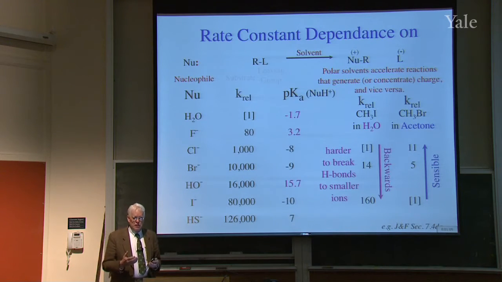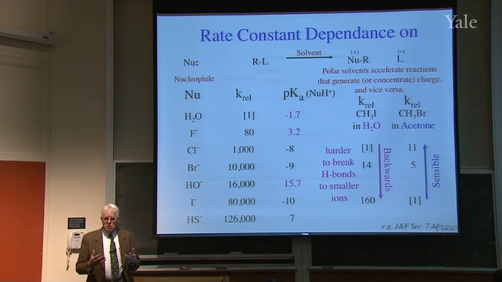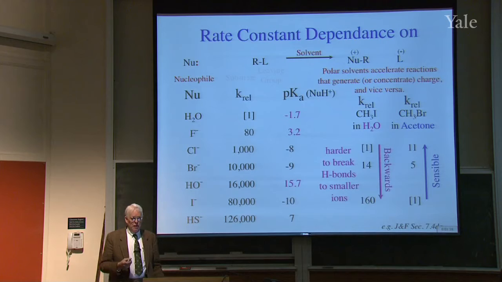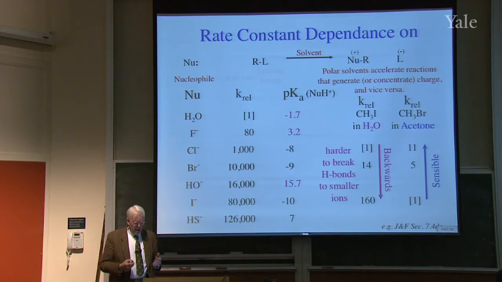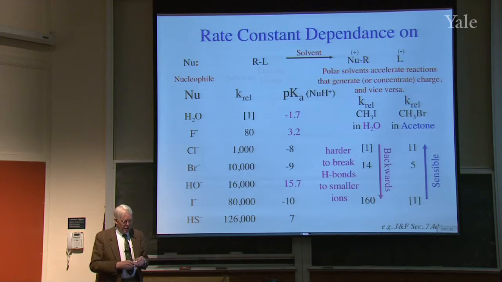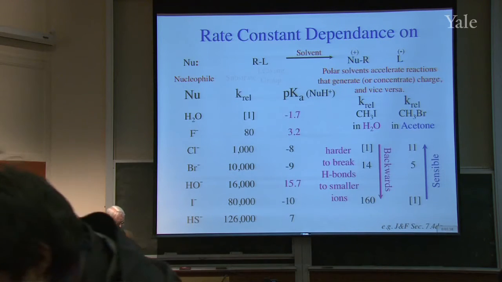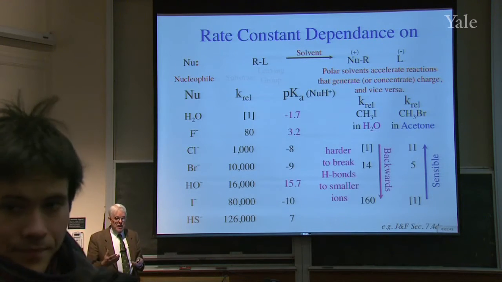There's a very general kind of solvent effect where a polar solvent stabilizes ions. We saw this in the case of water and the gas phase ions, how much they were stabilized by having water come around them, on the order of 100 kilocalories per mole compared to the gas phase. So whenever you generate ions or increase the localization of charge, you get stronger bonding with polar solvents. So polar solvents accelerate reactions that generate or concentrate charge because they bind more strongly to it, and vice versa.